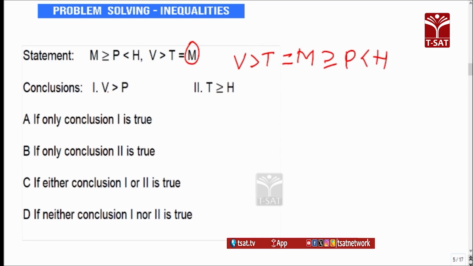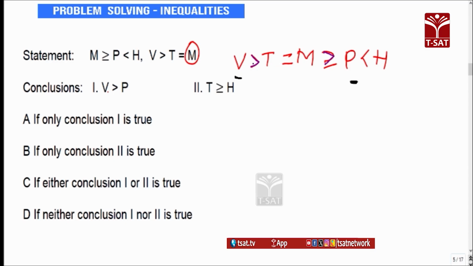See the first conclusion, V is greater than P. So you check two letters, here V and here P. Now you tell me whether V is greater than P, yes or no? Yes. Why? Because here see the symbols. This greater symbol is towards V. Here also greater symbol is towards V.